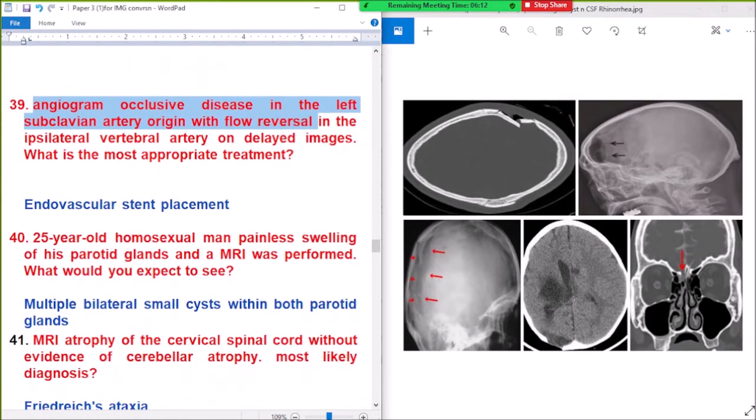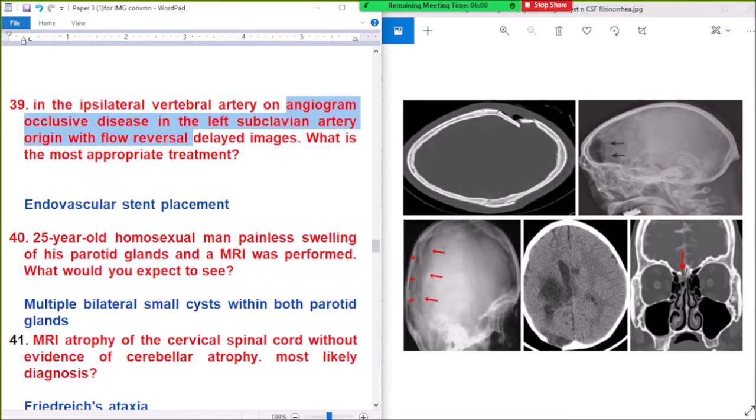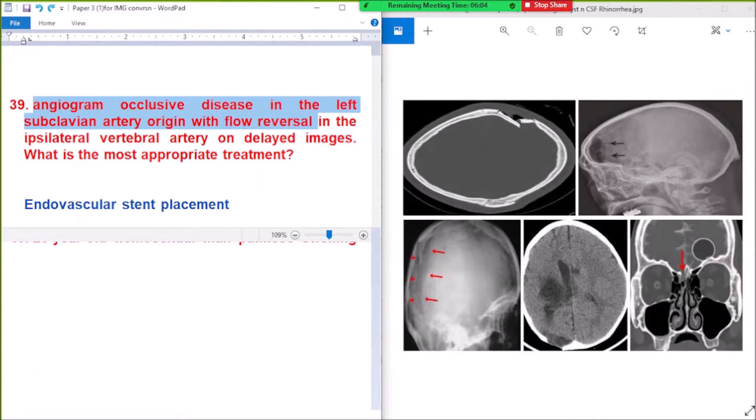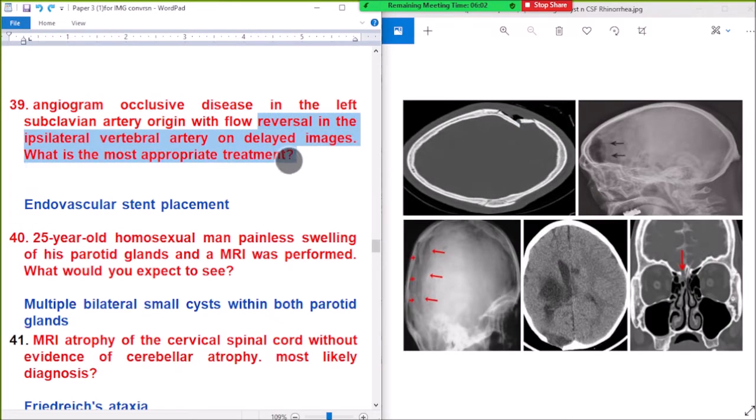Question number 39. Angiogram of occlusive disease in the left subclavian artery origin with flow reversal in the ipsilateral vertebral artery on delayed images. What is the appropriate treatment? Vascular stent placement. When there is occlusive disease in the left subclavian artery and there is flow reversal in the vertebral artery, then the treatment is vascular stent placement.